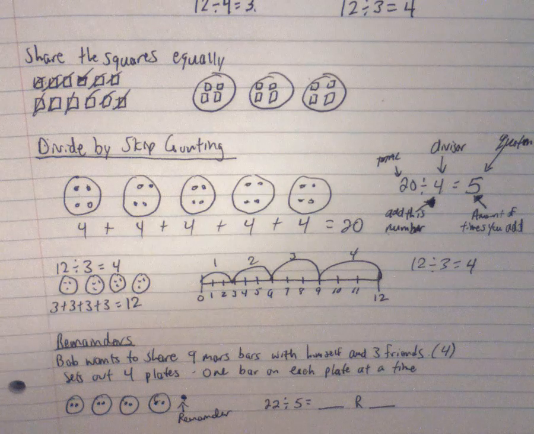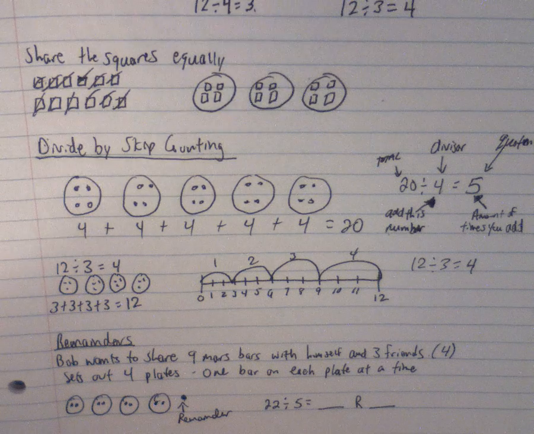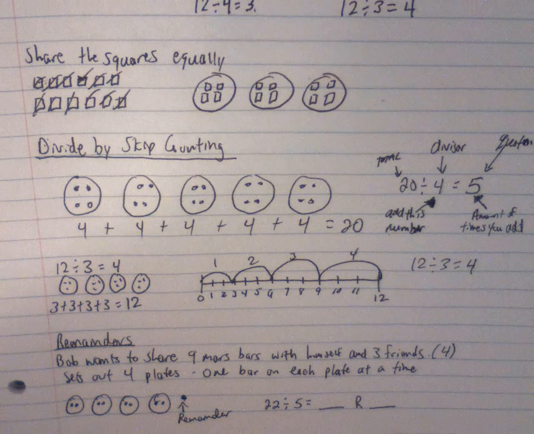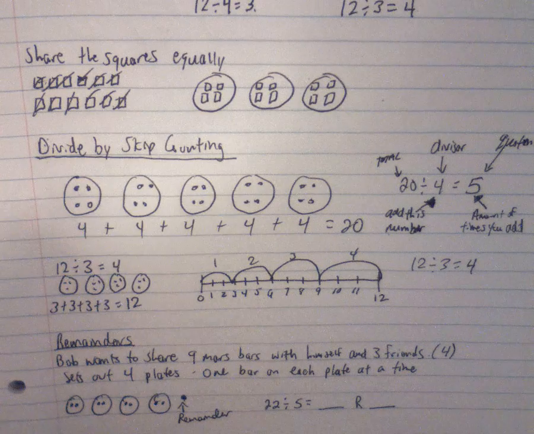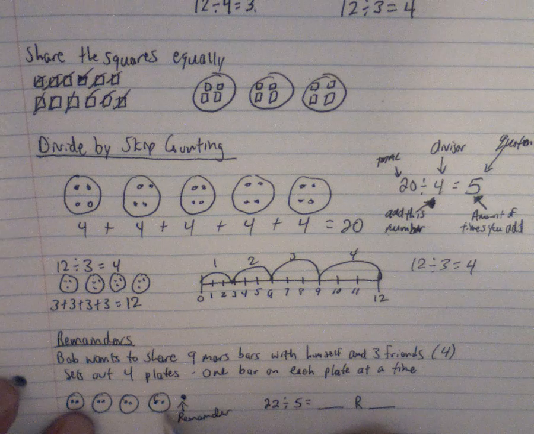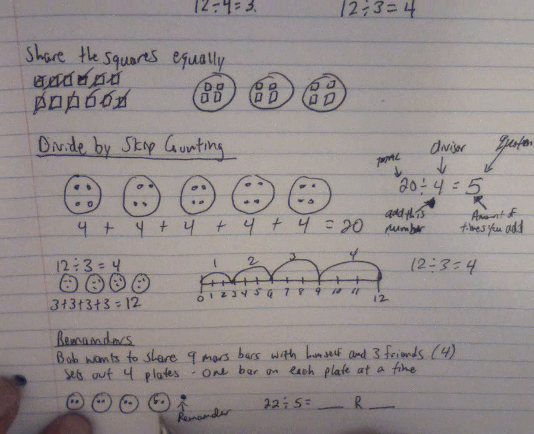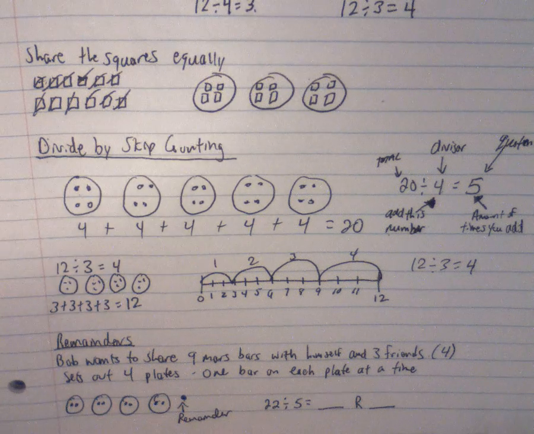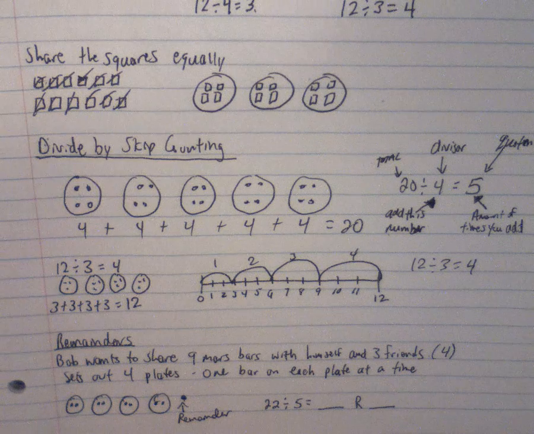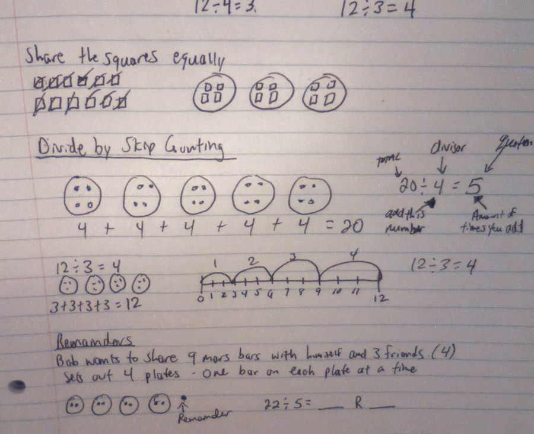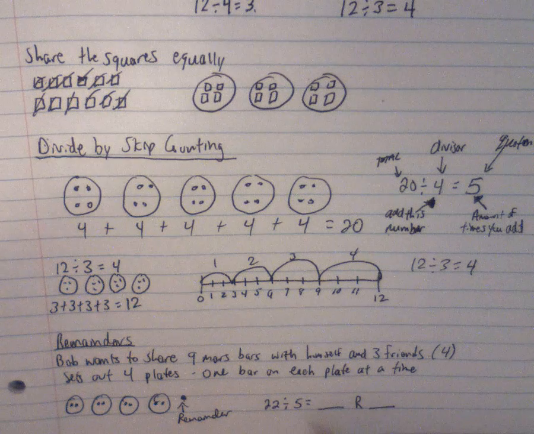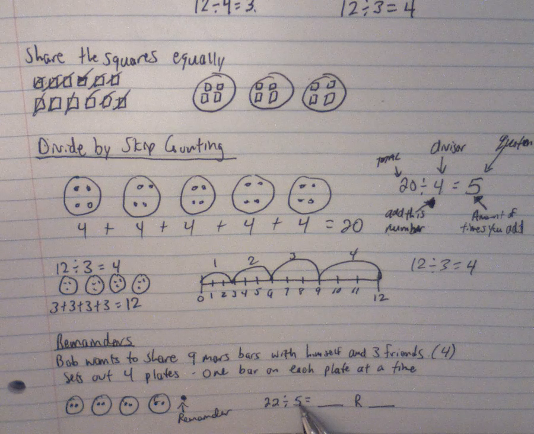That's all we're doing with remainders, guys, is sharing, and you have to remember that it needs to be shared equally. So one of these plates can't have 3. Two of these plates can't just have 1. They all have to have the same amount, and if there is some left over, then we have the remainder.